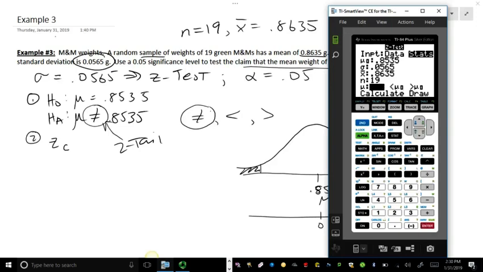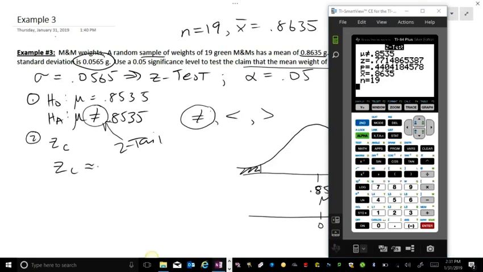And we're using a two-tail test, so I select not equals. So 0.8535, 0.0565, man, a lot of decimal places, 0.8635, and 19. So I can go ahead and use the calculate now. So I've got everything selected. I calculate this. Notice how it confirms your alternative hypothesis. That's exactly what my alternative hypothesis is. It's nice. Okay, so I've got that. This also gives me my critical z value. So that critical z value from the calculator is about 0.7715.